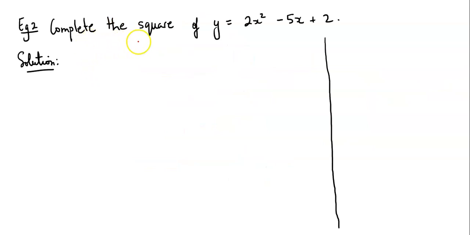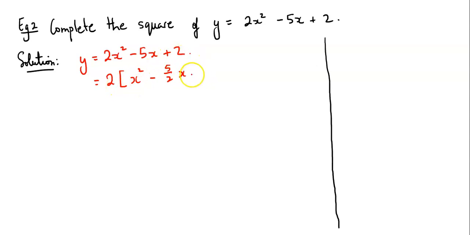Example number 2, complete the square of y equals 2x squared minus 5x plus 2. Solution: we have y is equal to 2x squared minus 5x plus 2. Our first step is to divide throughout by the coefficient of x squared, which in this case is 2. Dividing throughout by 2, 2 into 2x squared gives us x squared, 2 into minus 5x is minus 5 over 2x, and 2 into 2 is 1, plus 1.